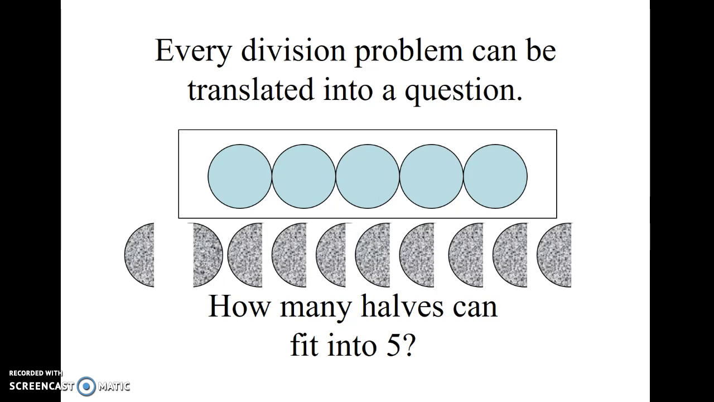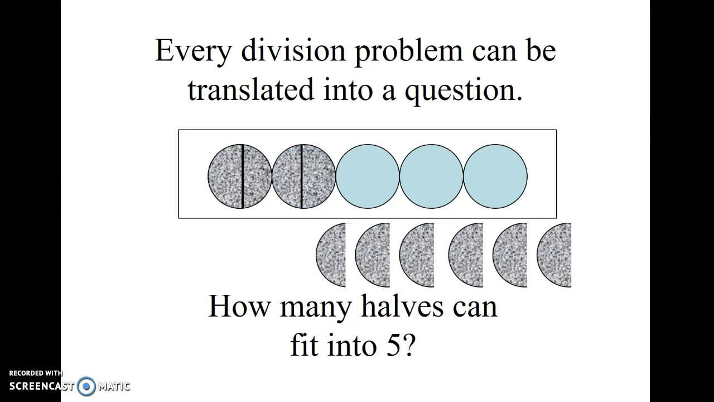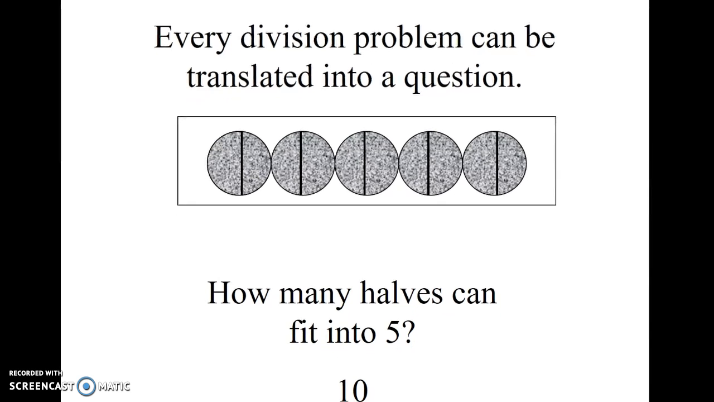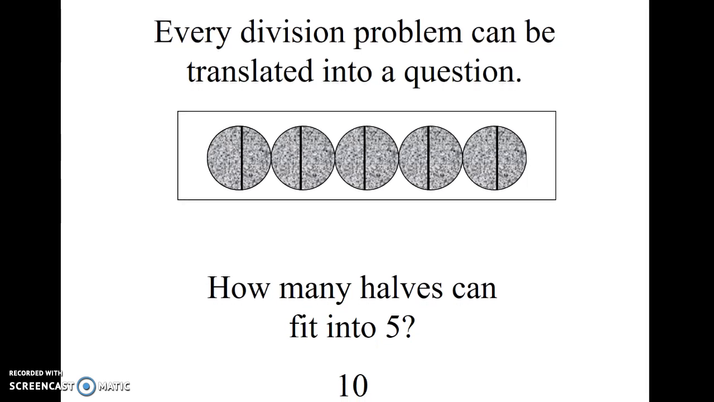So it takes 2 to fill one, 2 to fill the second, 2 to fill the third, 2 to fill the fourth, and 2 to fill the fifth. So that gives me a total of 10 halves that I need to fit into the 5 circles. Okay.